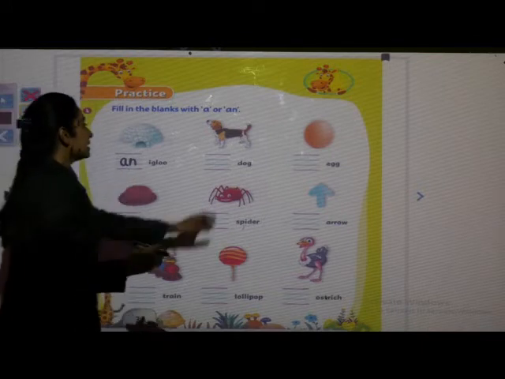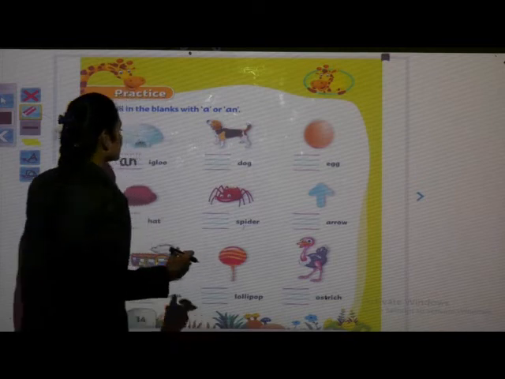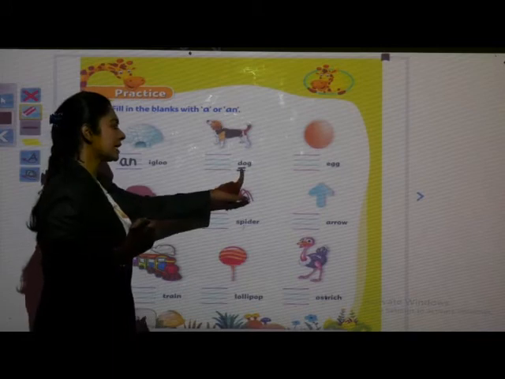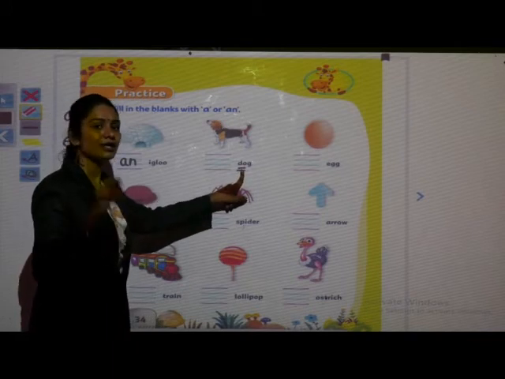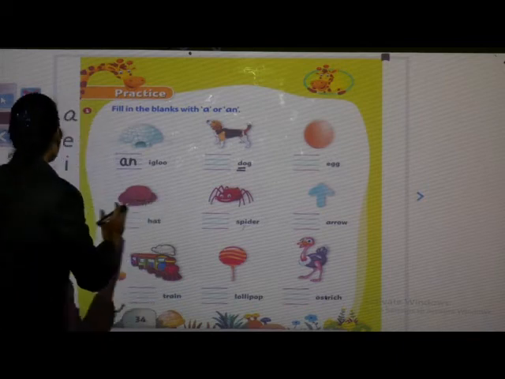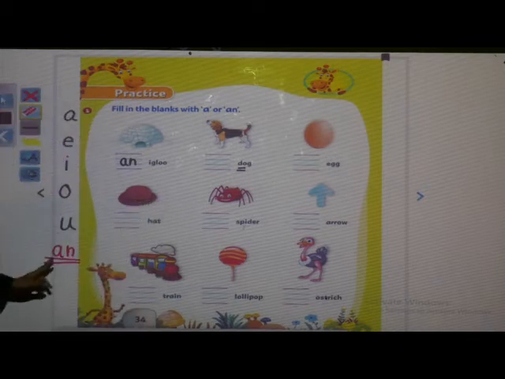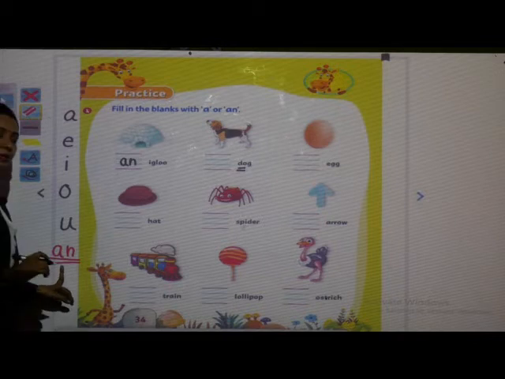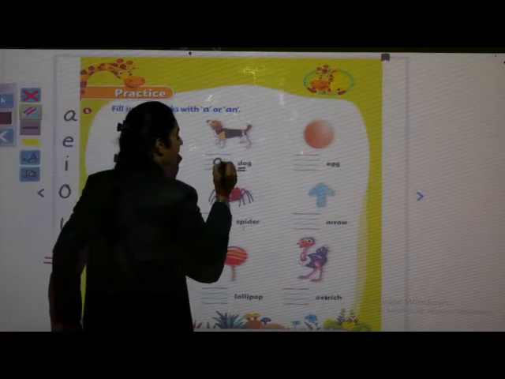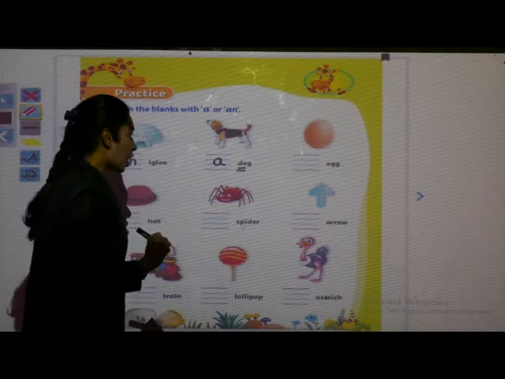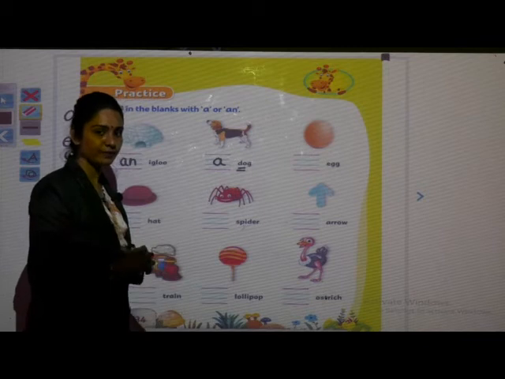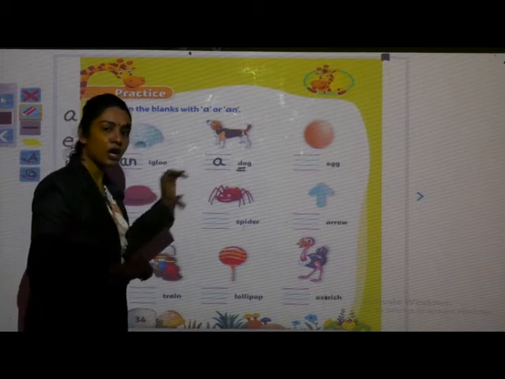Next picture. Tell me, which picture is this? Dog. D-O-G. Dog. So D is a consonant or vowel? Consonant. So before consonant, what are we going to use? A or an? Meaning, before vowel sound we are going to use an, and before consonant sound we are going to use A. So what will come here? A. A dog. This is a dog.